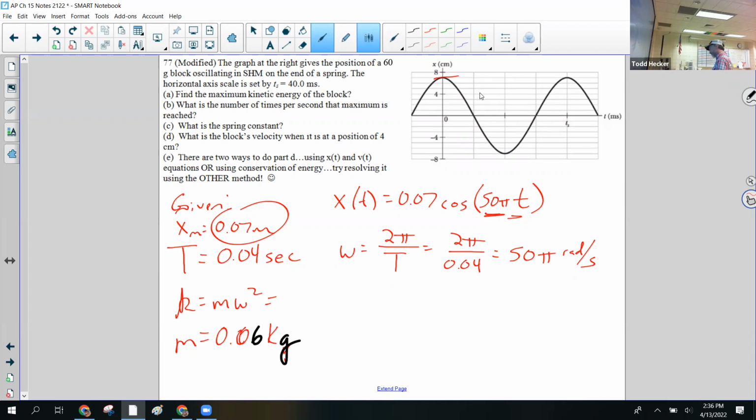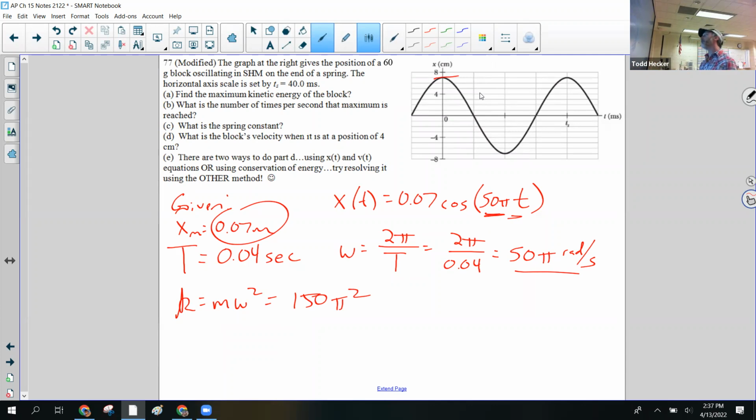50 squared times 0.06. I'm nervous about that because I wrote these notes up last week. Let me check it real quick. 50 squared times 0.06. Yeah. So you get 150 pi squared just by plugging in m and omega. Cool. I guess I'm getting ahead of myself. All right, so now we know what K is.